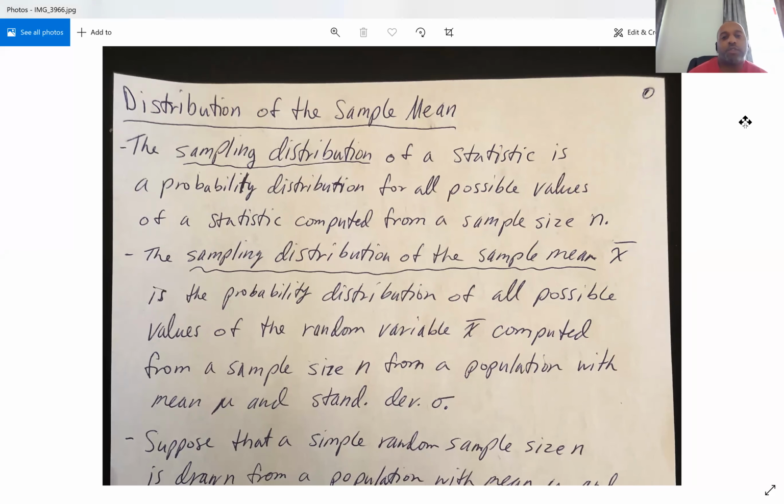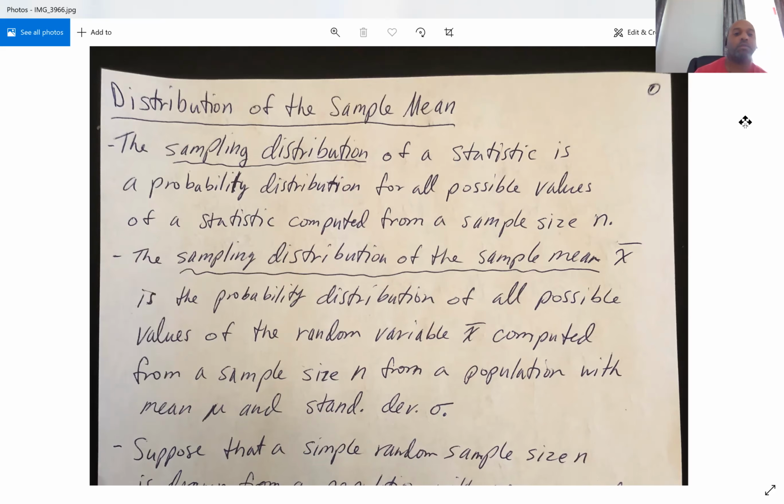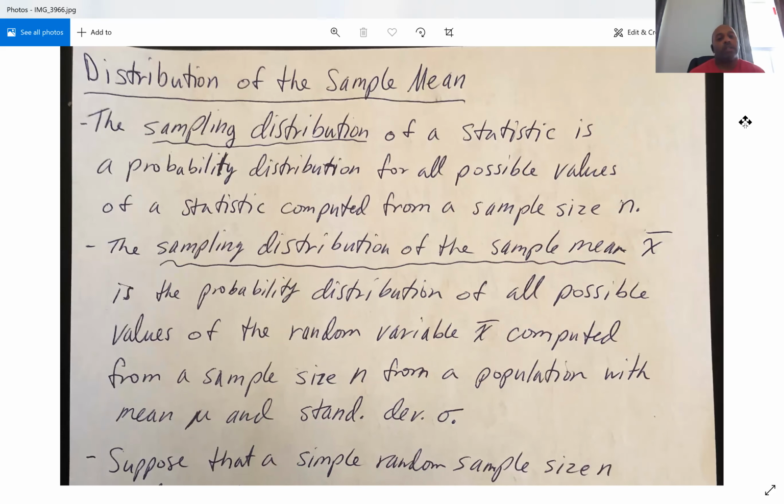All right, so the sampling distribution of a statistic is a probability distribution for all possible values of a statistic computed from a sample size of n. So the sampling distribution of the sample mean x bar is the probability distribution of all possible values of the random variable x bar computed from a sample size of n from a population with mean mu, standard deviation sigma. So of course, this is the background stuff. We'll talk about what this means in a second.